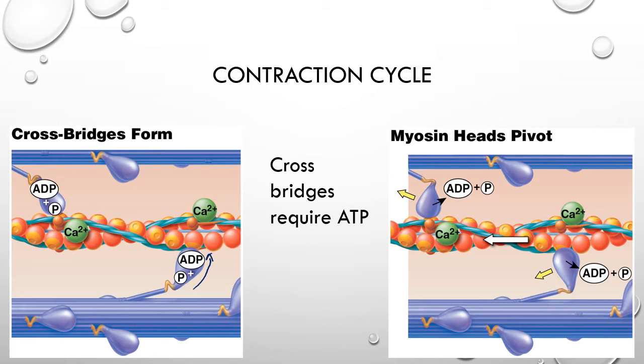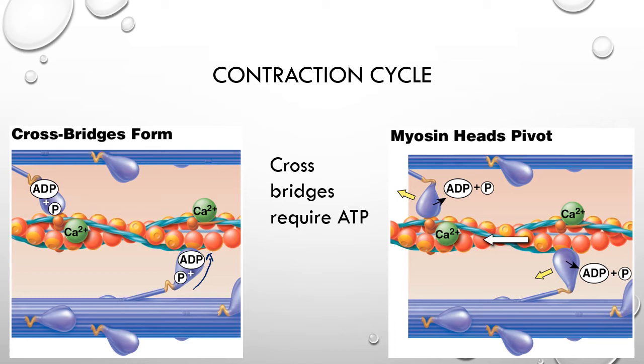And so that cross bridge required ATP in the first place. In a sense, this is kind of a situation like the chicken before the egg, which has to come first. And so the ATP was there in order to set this process in motion. It already energized our myosin head. So as soon as it's there, that cross bridge forms.